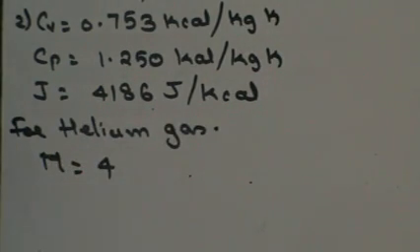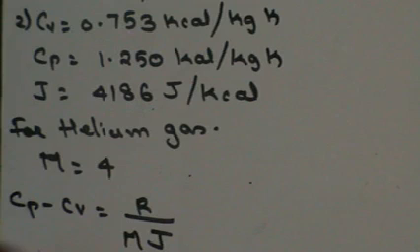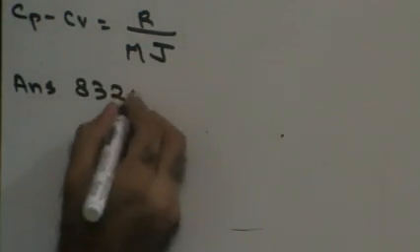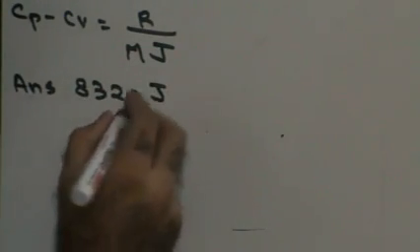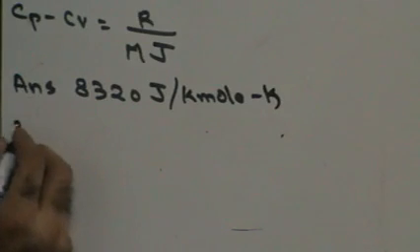For helium gas, I can say that molecular weight of helium gas is going to be 4. I can use principal specific heat equation. Cp minus Cv is R upon Mj. I have to find out the value of R, Cp, Cv, M and J are given to you. Solve the equation. You should get this answer as 8320 joules per kilomole Kelvin.